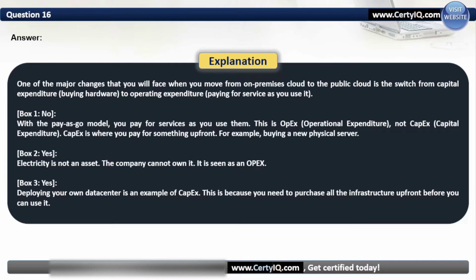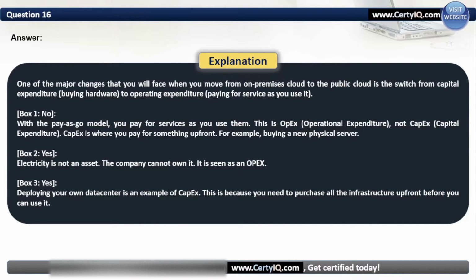About box 1, with the pay as you go model, you pay for services as you use them. This is OPEX, not CAPEX. CAPEX is where you pay for something upfront, for example, buying a new physical server.